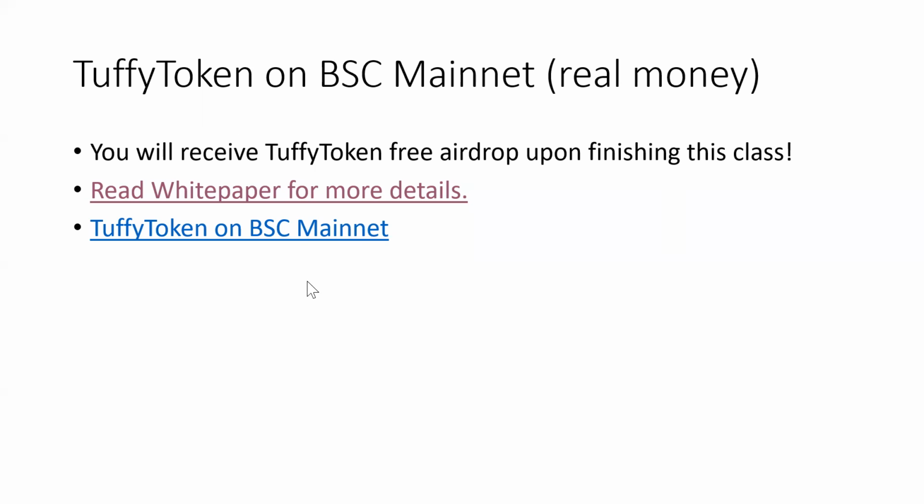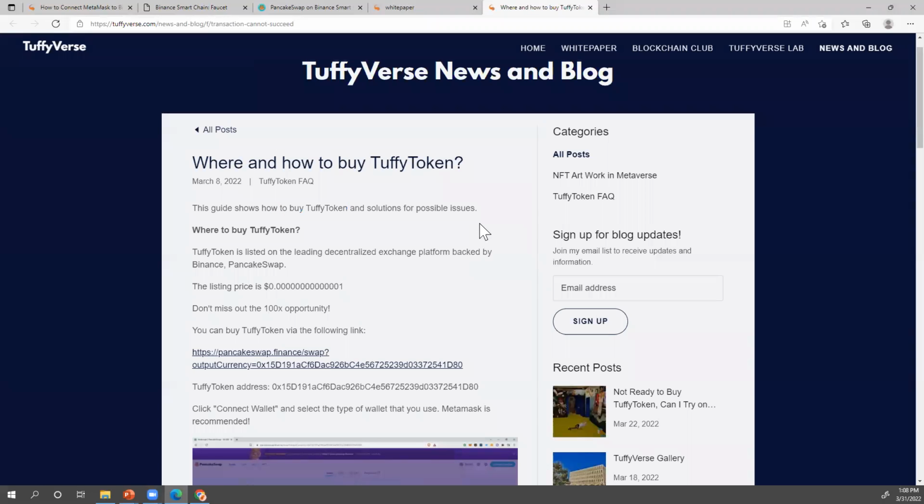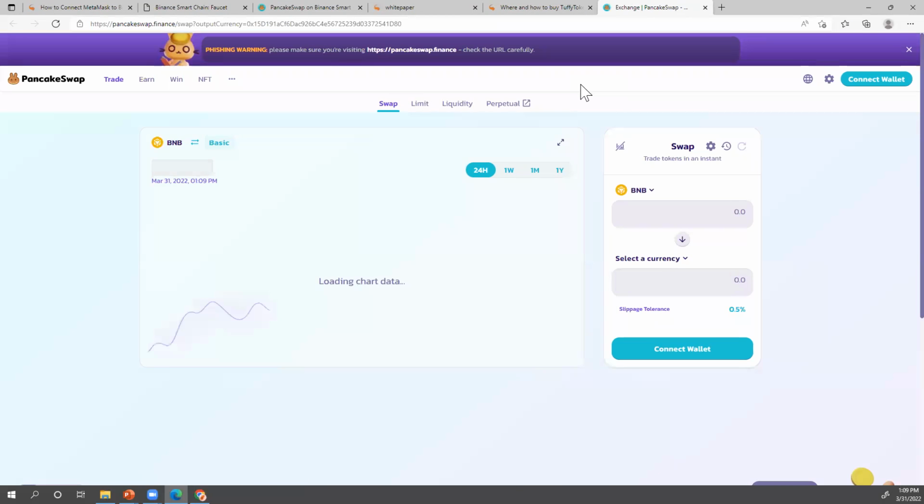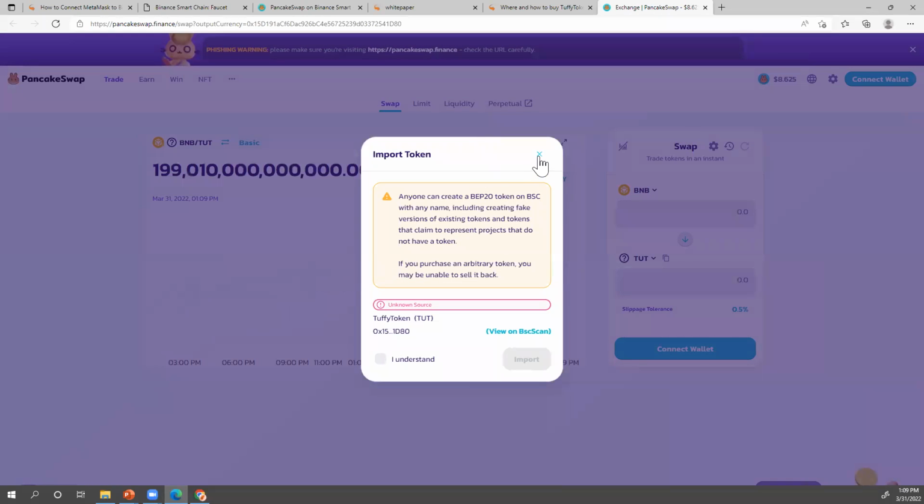So Taffy token is now available on BSC mainnet. So it's available for public trading. So let's take a look. Here are also some details of how and where to find Taffy token on the mainnet. So you can click this link here. It's going to direct you to the Taffy token on the mainnet.